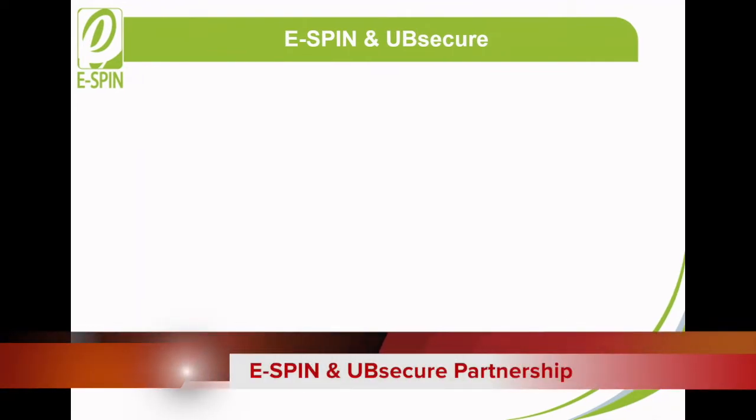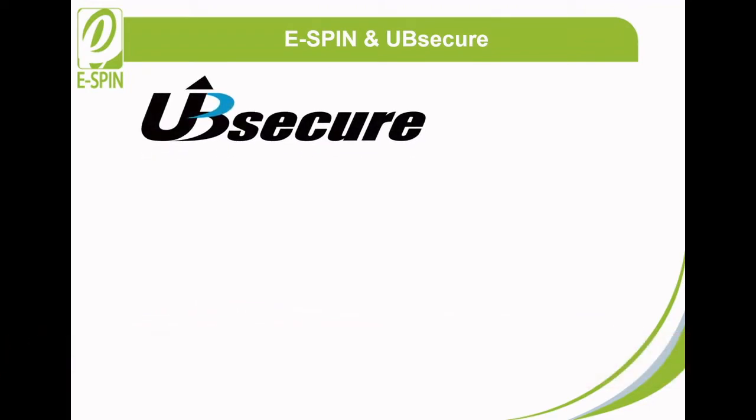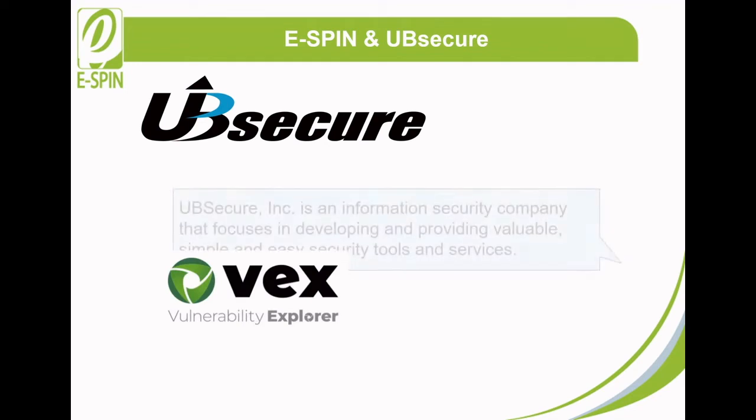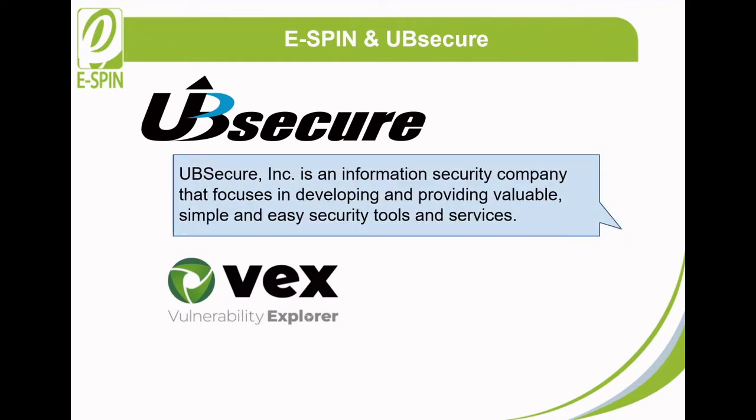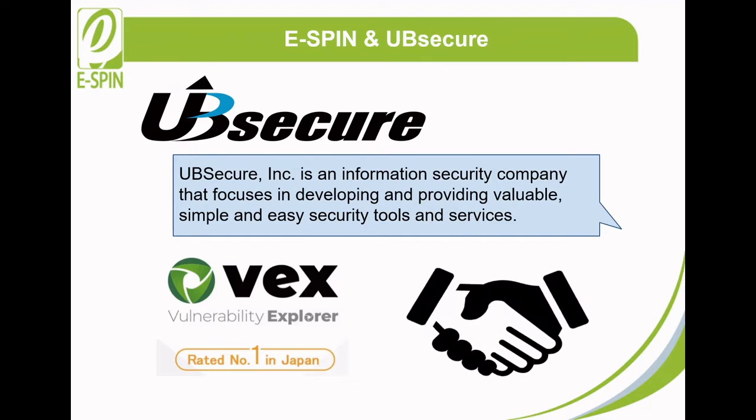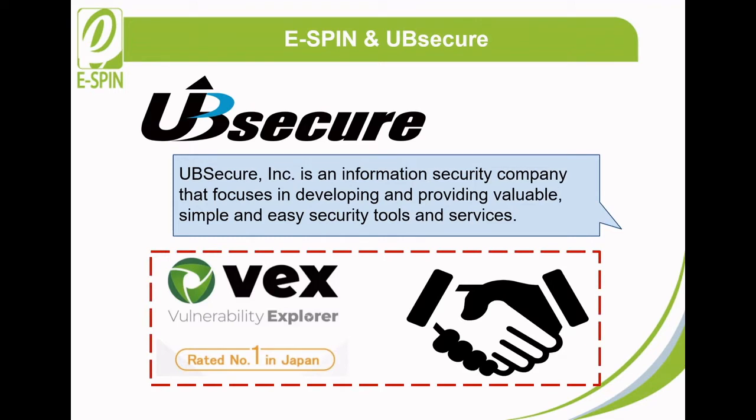As an introduction, in July 2022, eSpin enters into partnership with UBsecure to carry and represent its products, Vex, Vulnerability Explorer. UBsecure is an information security company that focuses on developing and providing valuable, simple, and easy security tools and services. Their product, Vex, is rated number 1 in Japan and has been supporting multiple vendors with high-quality scanning services since its launch in 2007. Through this partnership, eSpin will be supplying Vex as well as provide product selection and fulfill the market segment that looks for different sets of functionality and features to meet their enterprise management system requirement.